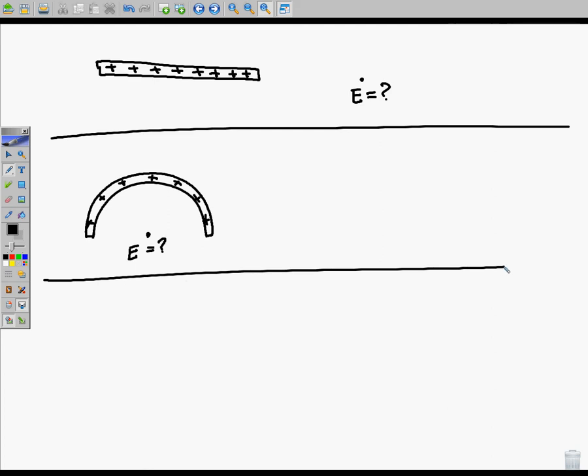One of the hardest ones to figure out is this one here. If you have a charged rod, like a positively charged rod, and you have a point right next to it, right here, we want to calculate the strength of the invisible electric field.